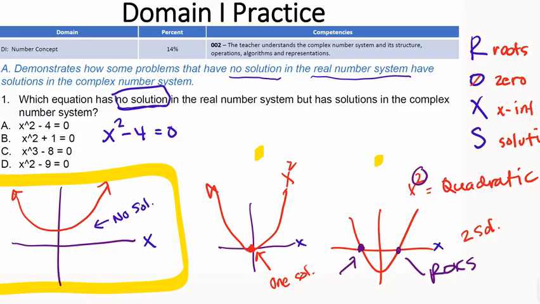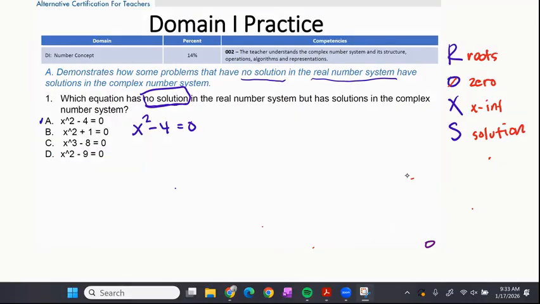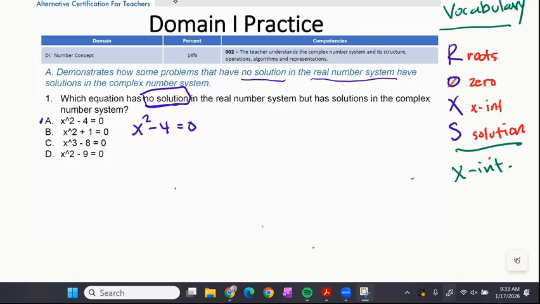So now let's go on to the procedural fluency. Here we go. Understand the reason I wrote that roots. It means they're going to use that vocabulary. These are the vocabulary words they throw on the test, but the meanings are the same. They say, find the roots. It's the same thing, x-intercept. Find the zero. It's the same thing, x-intercept. Find the x-intercept. That's it. And find the solution is the same thing, x-intercept on the x-axis, of course.